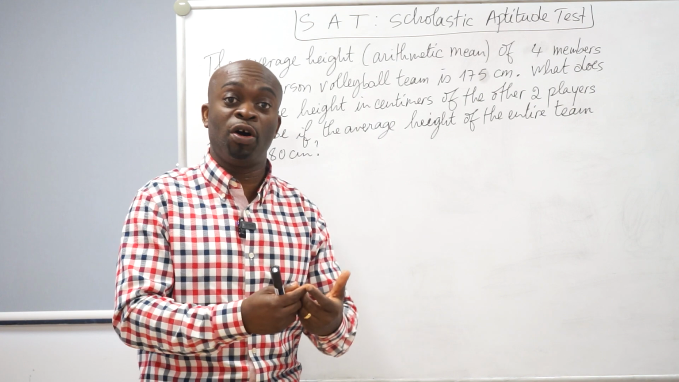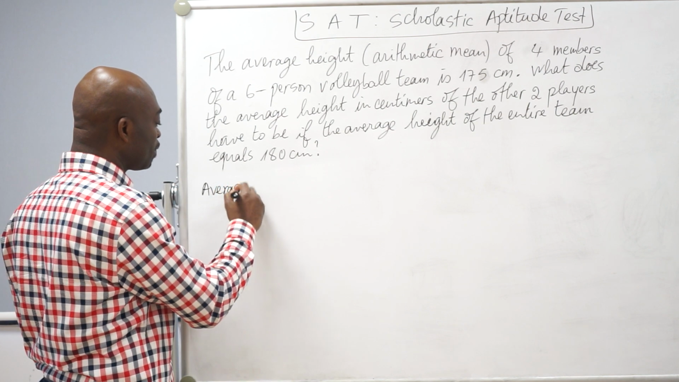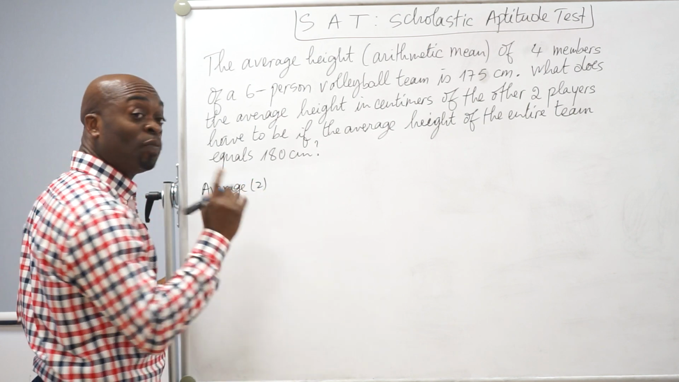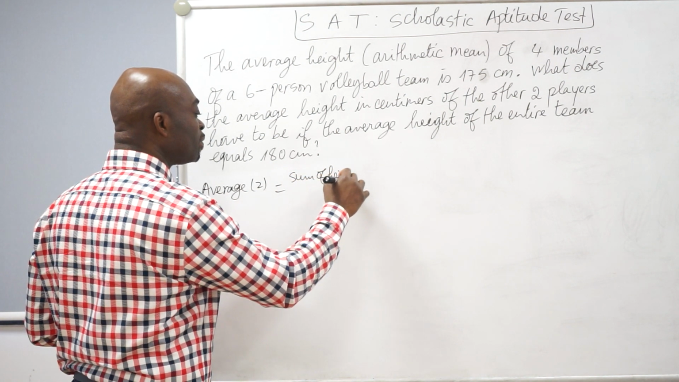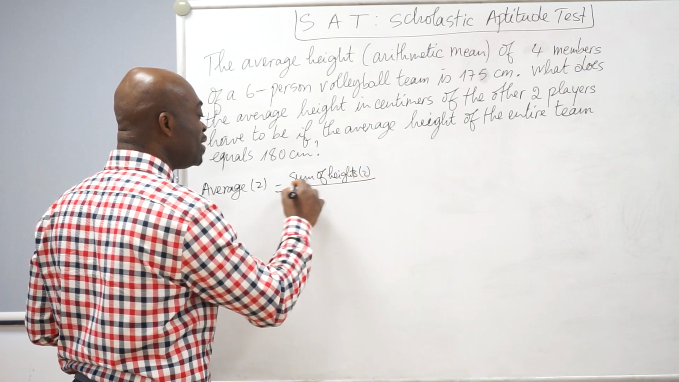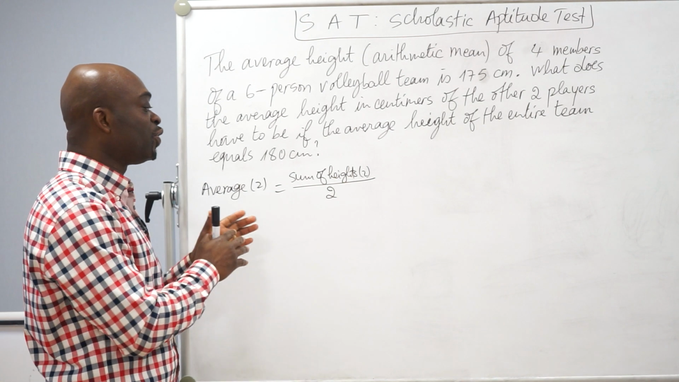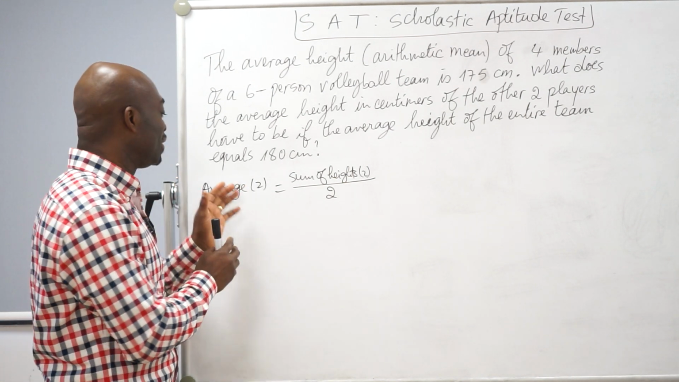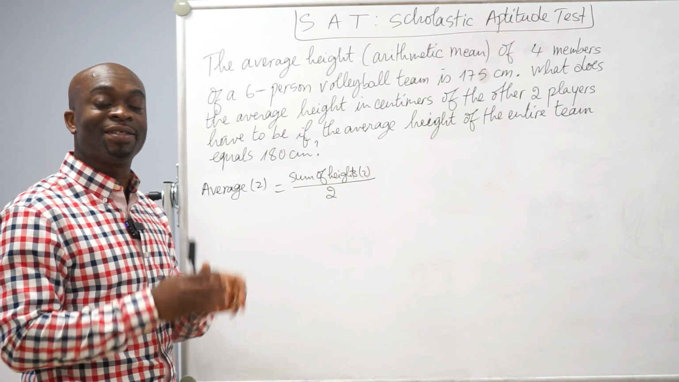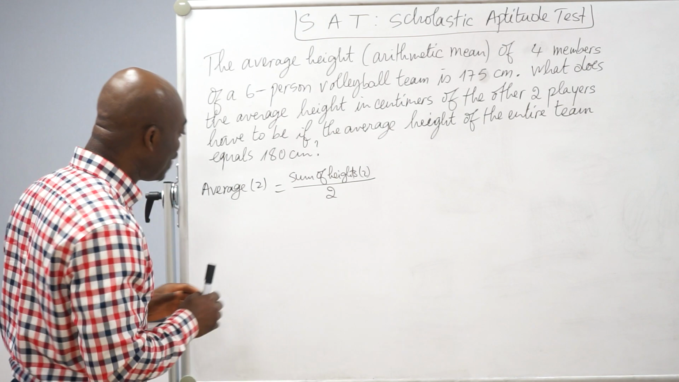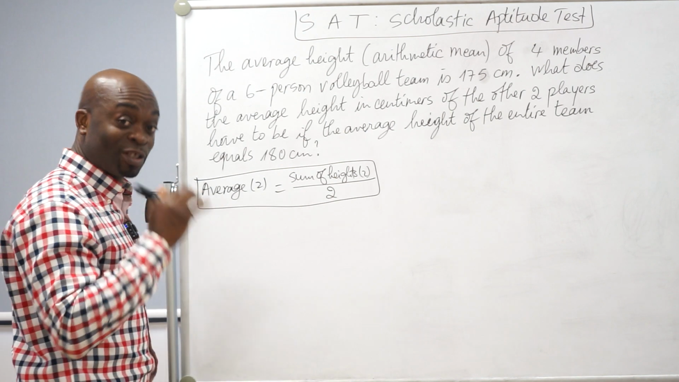We can put it into a formula here. The average for the 2 players is equal to the sum of height for those 2 players divided by 2. The 2 in parentheses is just to signify that we're talking about the average of 2 players and the sum of 2 players, but the 2 at the bottom here is an actual value. All right, so this is what we have to look out for. That's what we're trying to find.